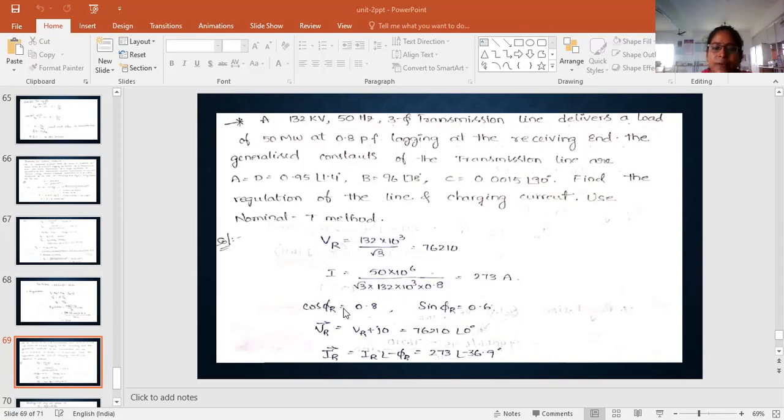And cos phi r is also given as 0.8. By using that cos phi r, we can find sin phi r, that is 0.6. VR is at the same phase angle, and the IR value is at an angle of minus phi r. So that can be treated as IR into cos phi r minus j sin phi r. We can also write 273 at an angle of minus phi r.